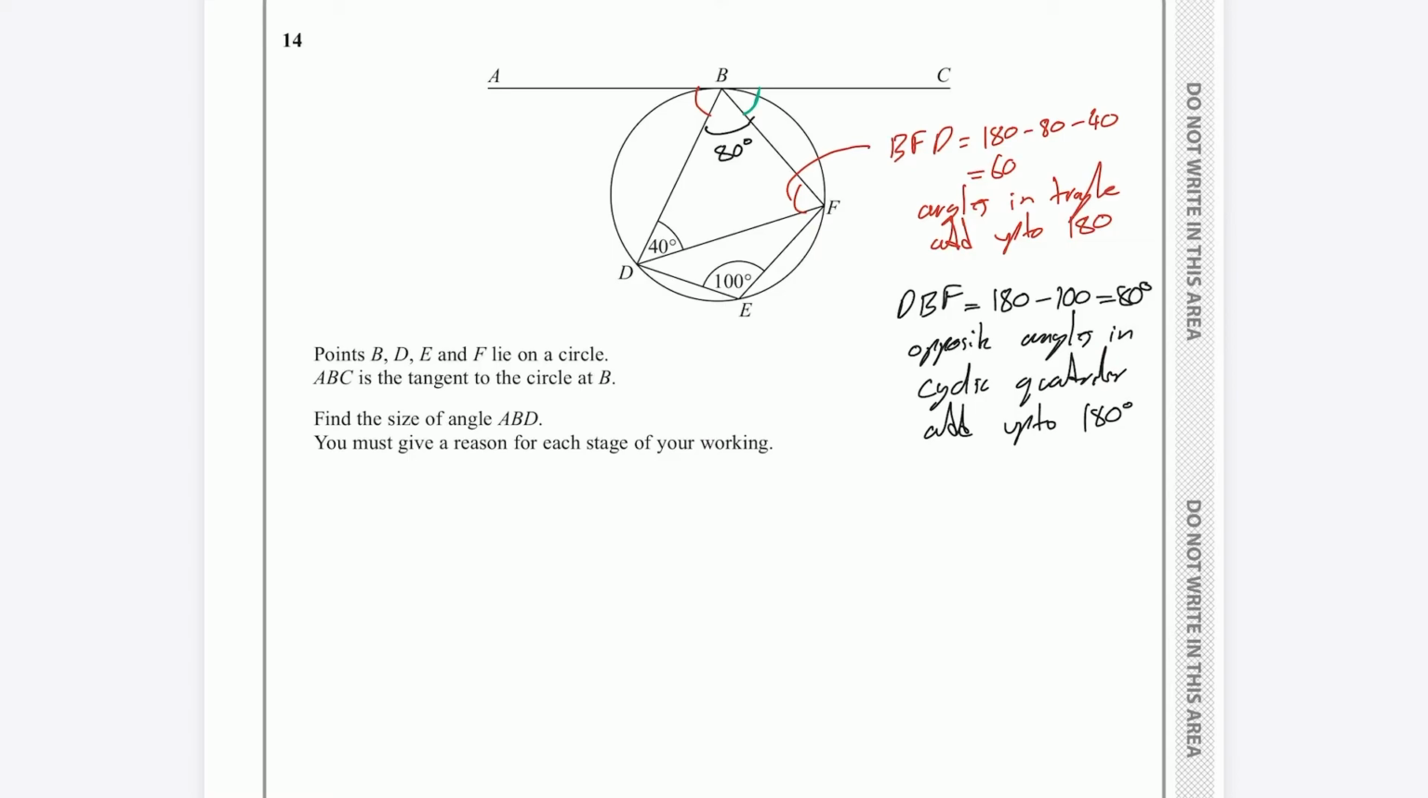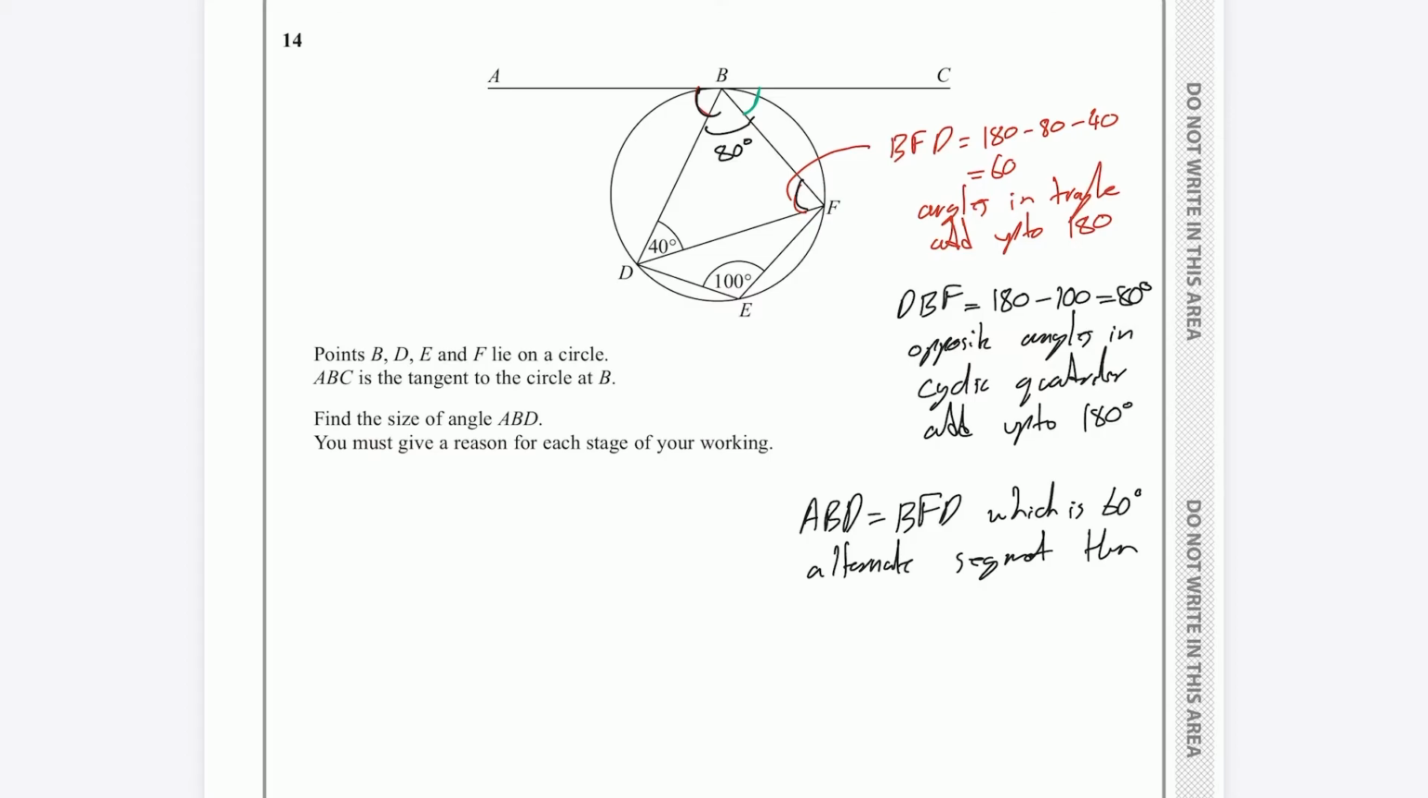So now that I know what that is, I don't actually need to worry about the straight line because we can use the alternate segment theorem here. So using the alternate segment theorem, ABD is equal to BFD, which is 60 degrees, as we just calculated. And that's the alternate segment theorem. So essentially this angle here and this angle here are the same.